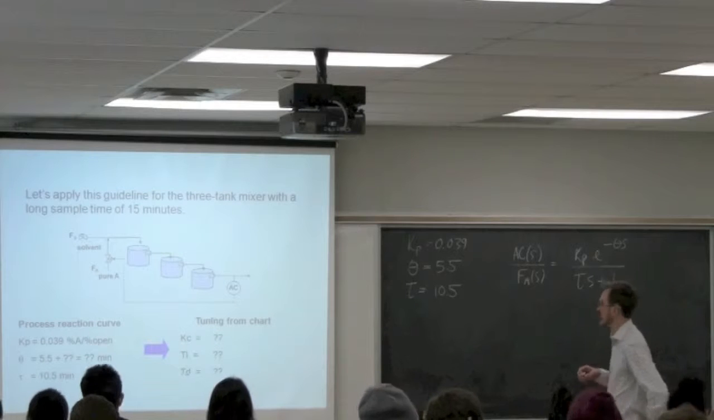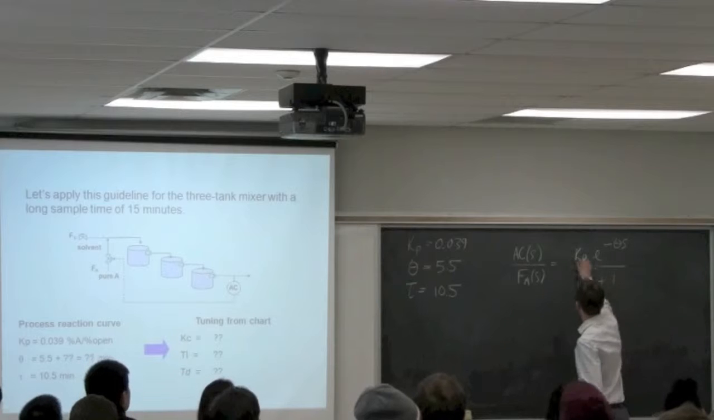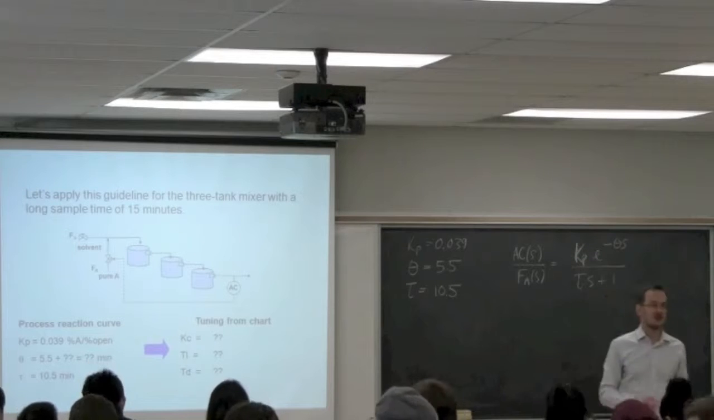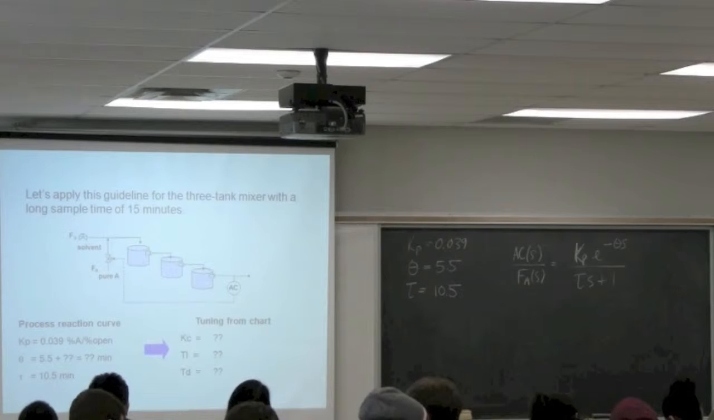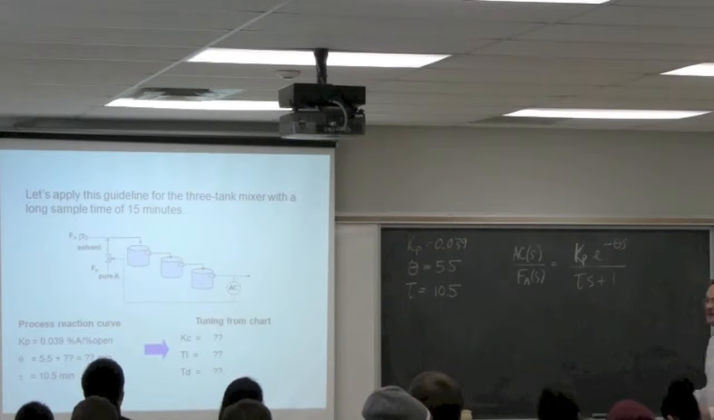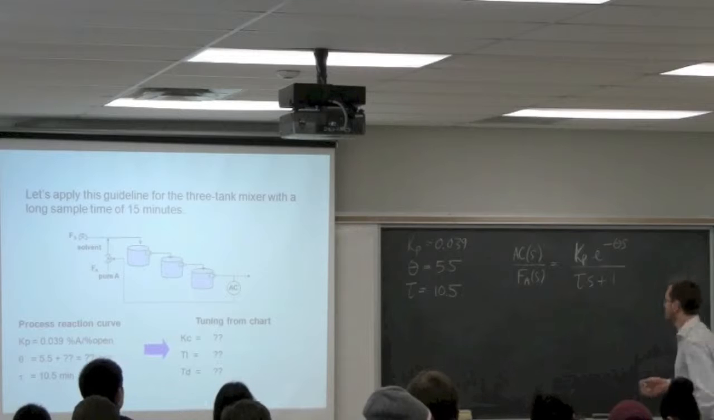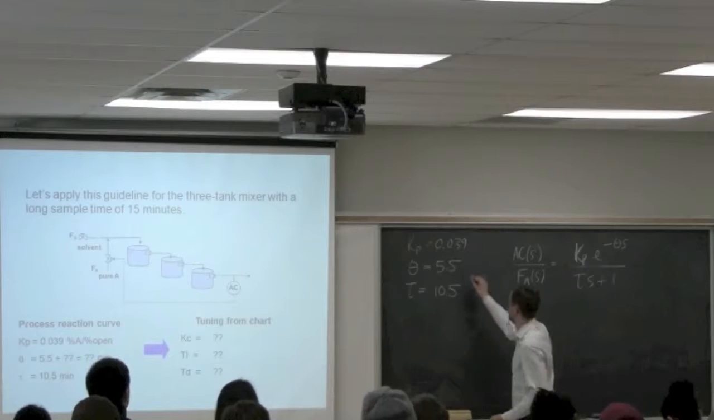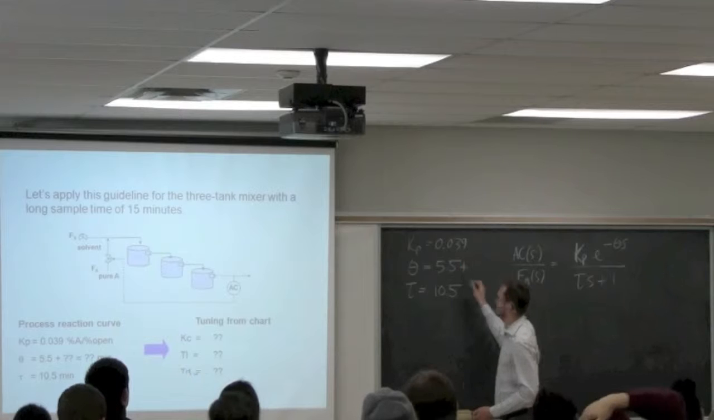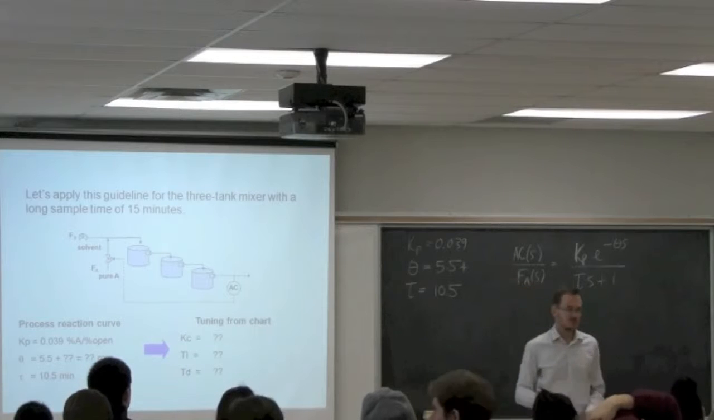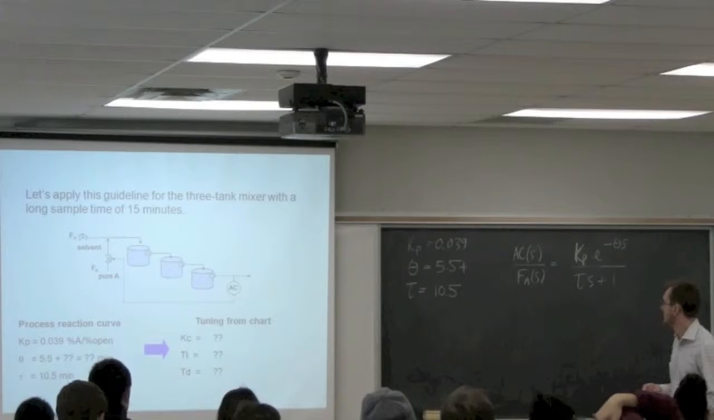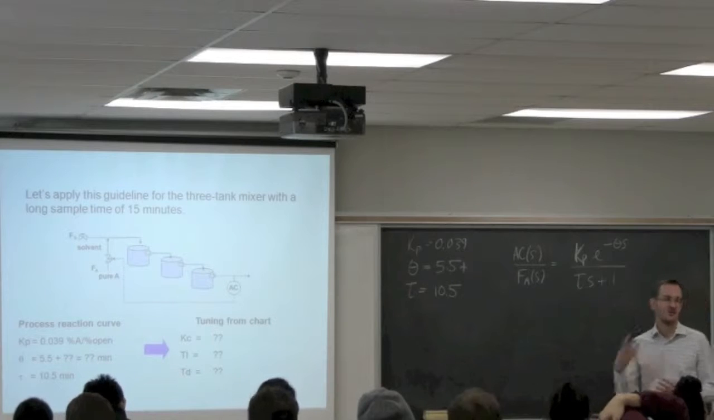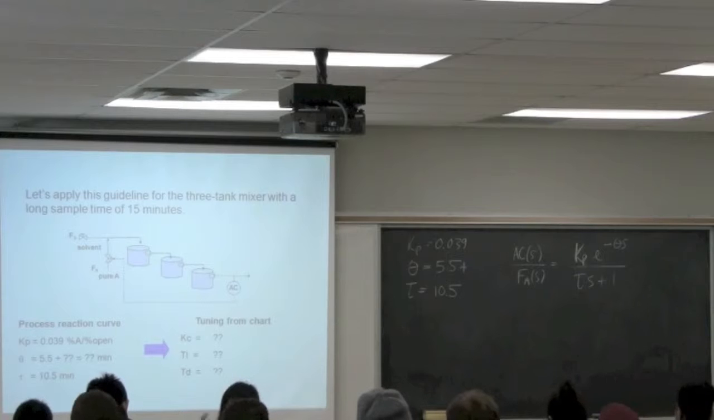Let's take a look at this. Our process, the actual process itself, is obviously continuous. It operates with that sort of first order plus time delay dynamics. And what we're saying here, as in the final slide, is that this theta, the time delay in my process, is actually augmented by an additional time delay due to sampling. So by sampling really slowly, that time delay that's existing of 5.5 minutes gets longer. By how much longer?